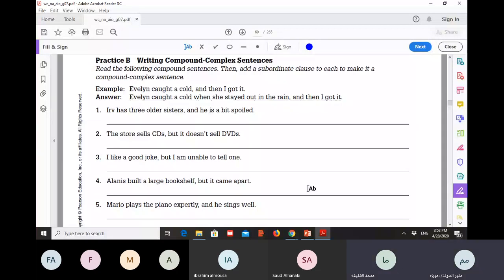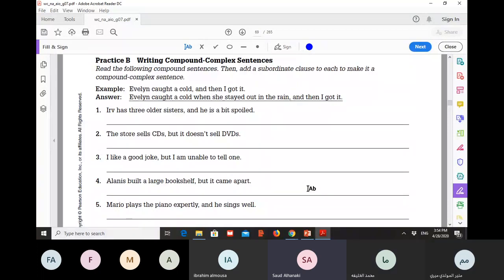The example first. Hold on a minute. The example says, "Evelyn caught a cold and then I got it." Then it became "Evelyn caught a cold when she stayed out in the rain, and then I got it." So we added "when she stayed out in the rain," which is a subordinate clause. So it is a compound complex sentence. First, Hanaki.